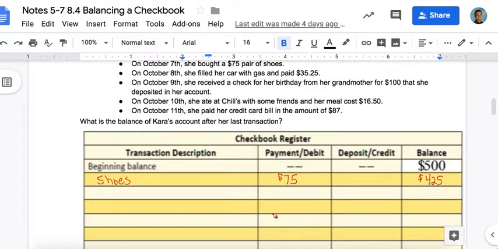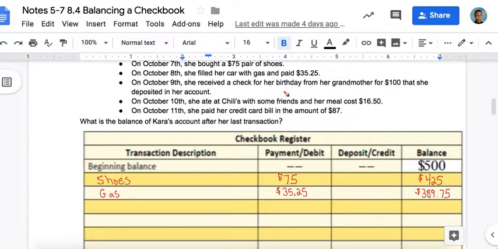On October 8th, she filled her car with gas and paid $35.25. Since I don't know where she bought the gas from, we're just going to put gas. And then we have $35.25. This is a payment. And we're going to take that away from $425, and that would leave her with $389.25. Sorry, $389.75. Let me fix that. So $389.75.